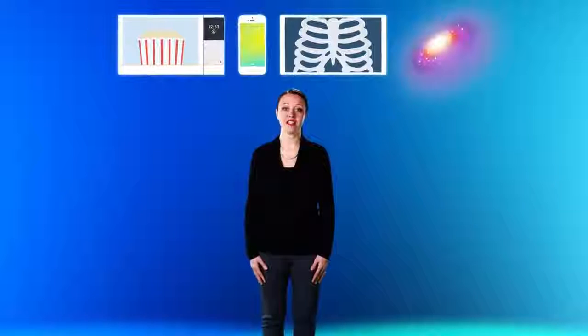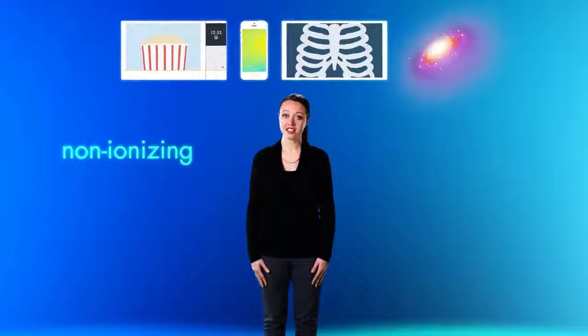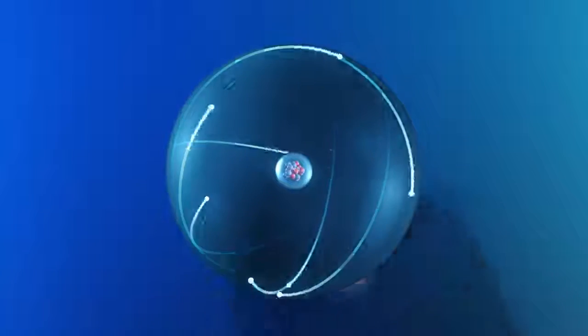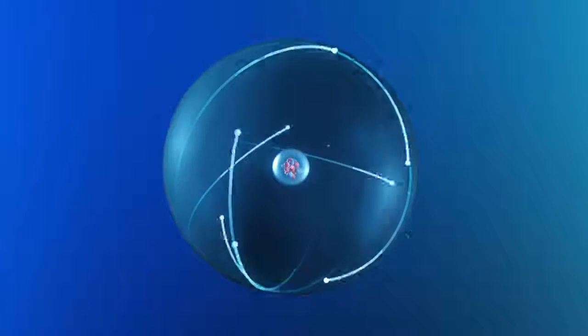Simply put, radiation is the release of energy in the form of moving waves or streams of particles. This energy can be low level, like microwaves and cell phones, or high level, like X-rays or cosmic rays from outer space. These are known as non-ionizing and ionizing radiation. But if we really want to understand radiation, we need to go inside the tiny world of the atom. Remember that high school science class?